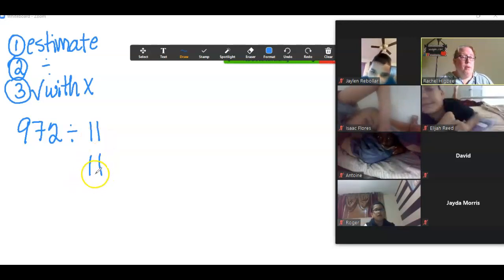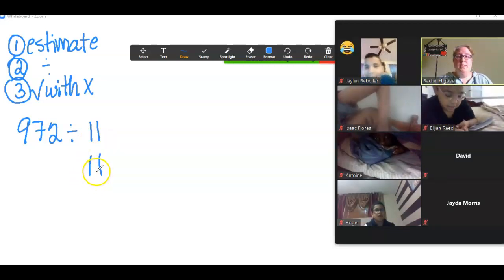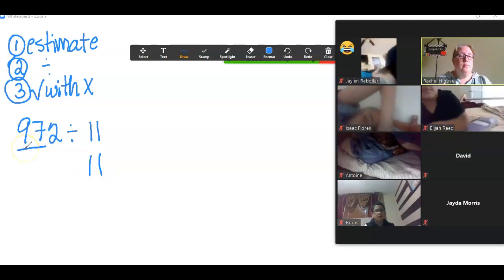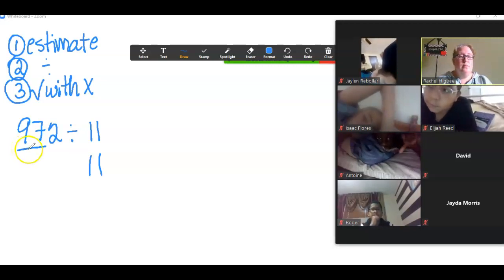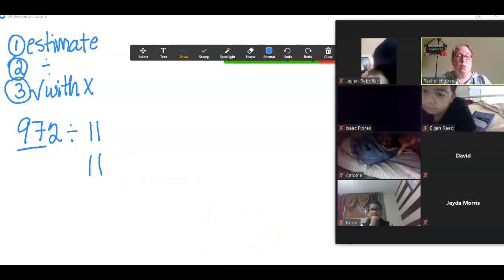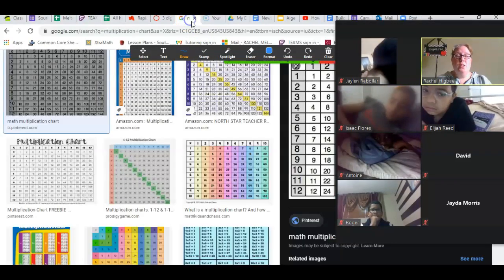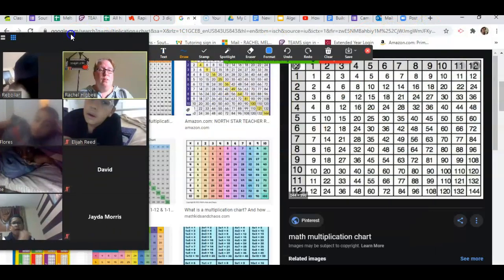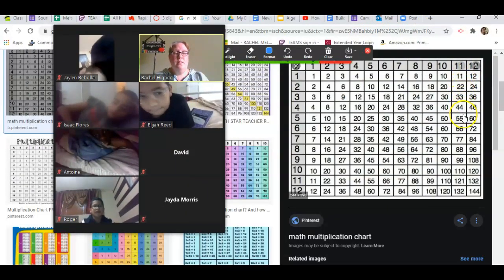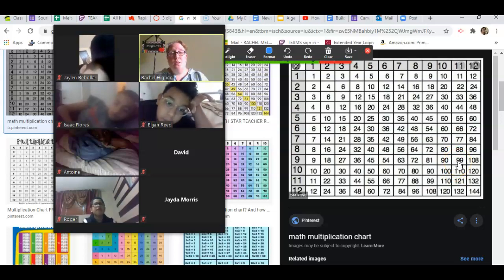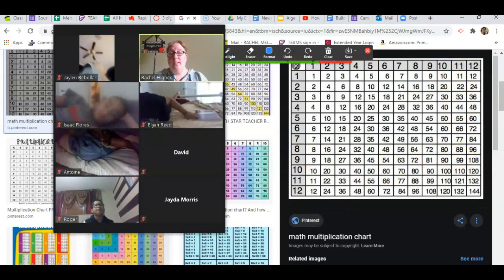Now, the next part, remember, is to look for your relationship. Does 11 have a relationship with 97? What do you think? Antoine says no. So if we look at our multiplication chart, we're looking at our 11s and we're looking for 97. There is no 97. But look at this. 99 is pretty close, isn't it? So we can use 99 as the relationship. 11 times 9 is 99. So let's use that relationship.